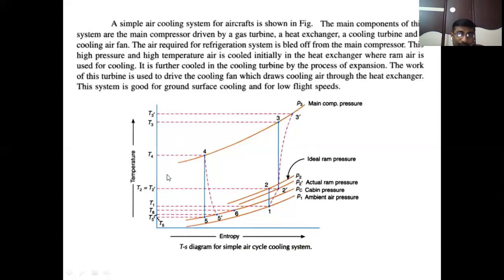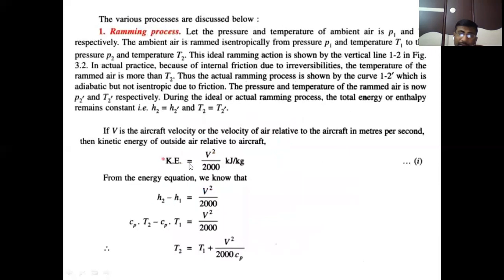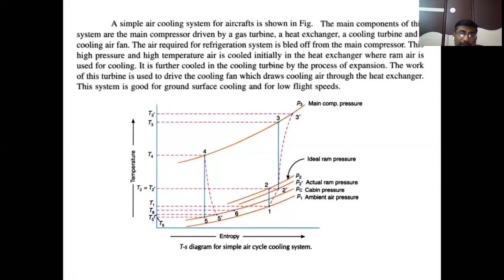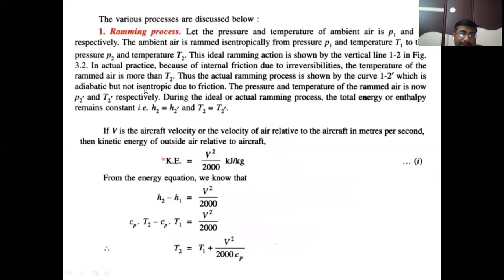So total input to this system is from 2 dash to 3 dash, and total output from this system is the cooling effect or refrigeration effect from 5 dash to 6. Clear, students? This is the TS diagram for the simple air cooling system. Here, one by one, I will explain the various processes involved in the simple air cooling system.